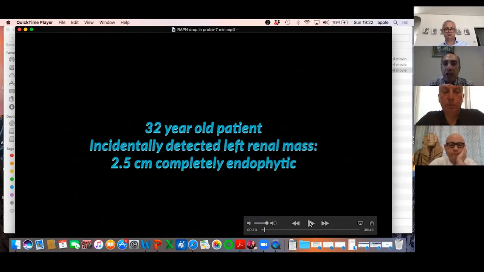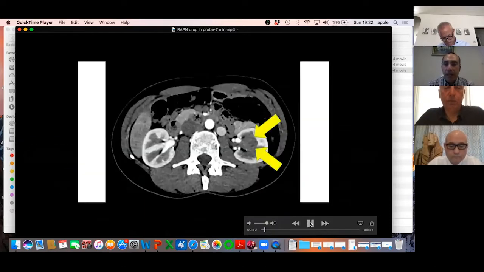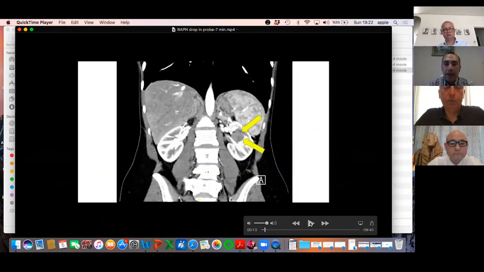So this was a 32-year-old female patient, and she was incidentally identified with a 2.5 centimeter left renal mass, which was completely endophytic. So this is the CT of the patient. We can see the location and the size of the mass. It is completely central and very closely located to the renal pedicle and branches.